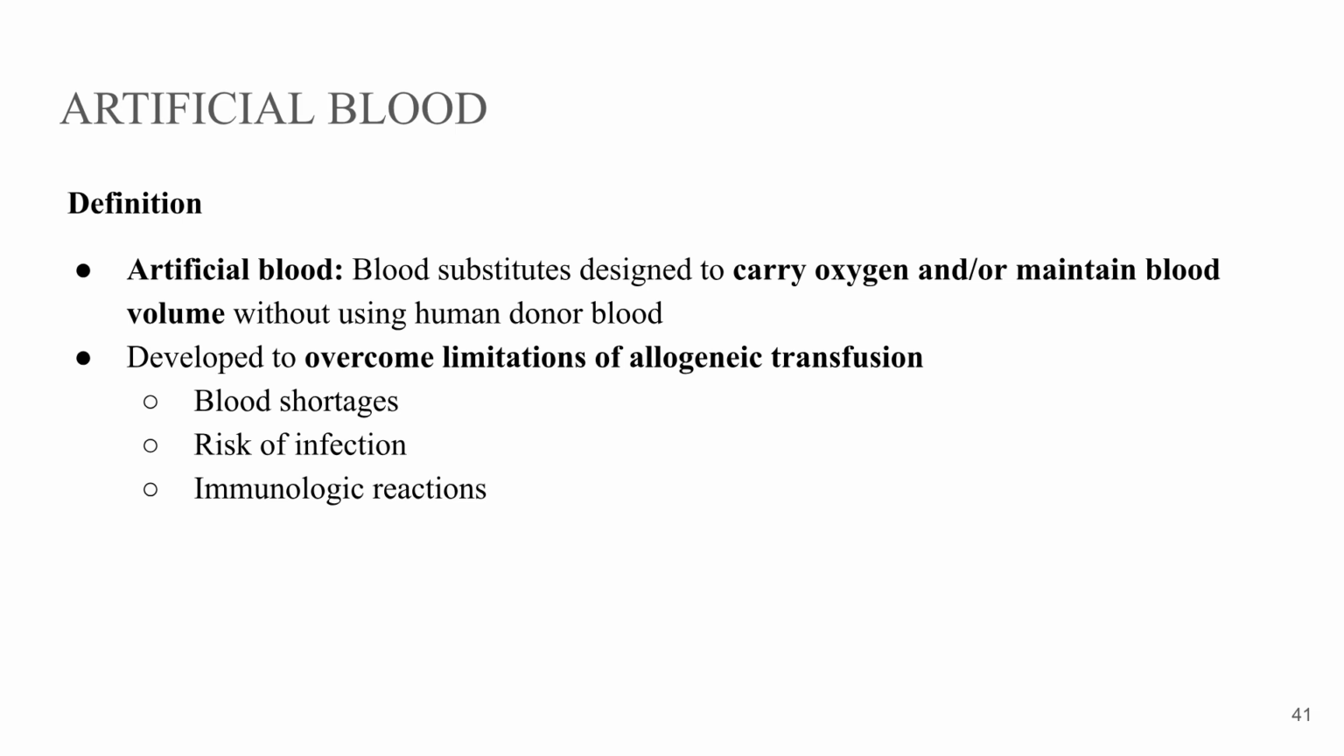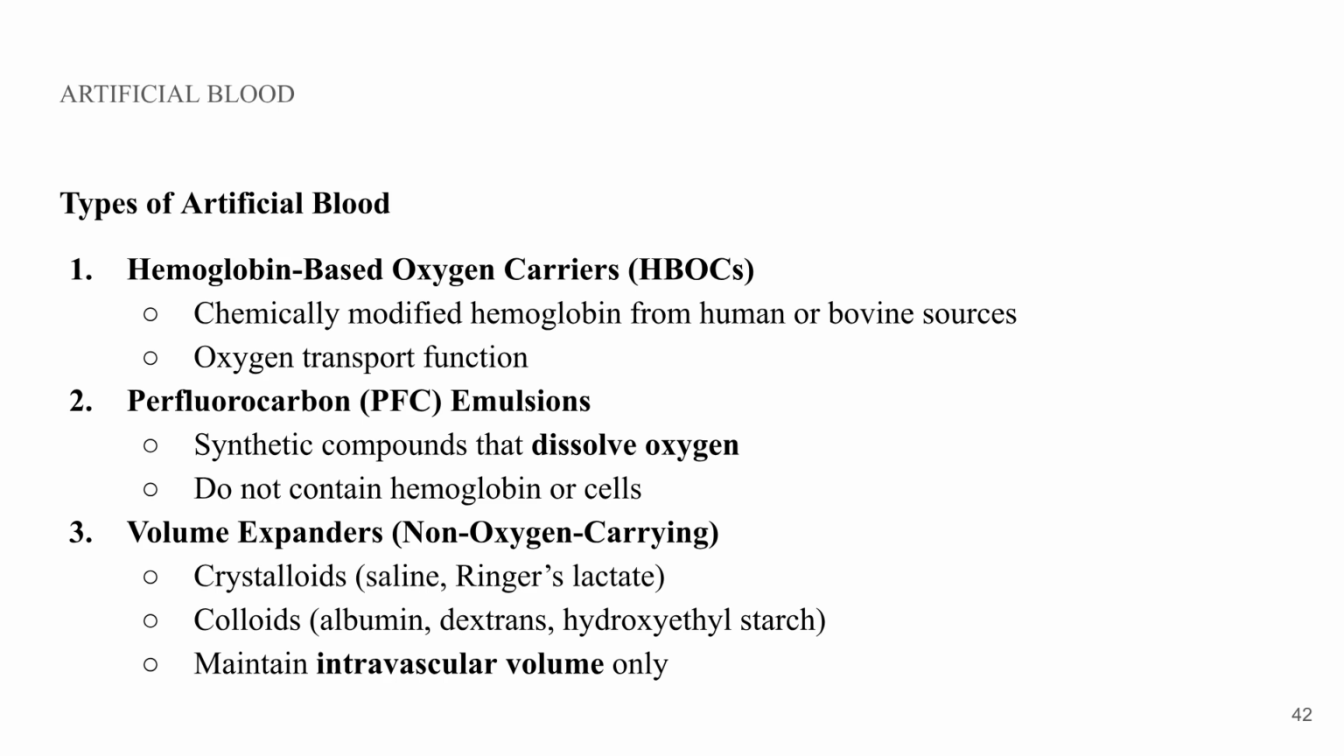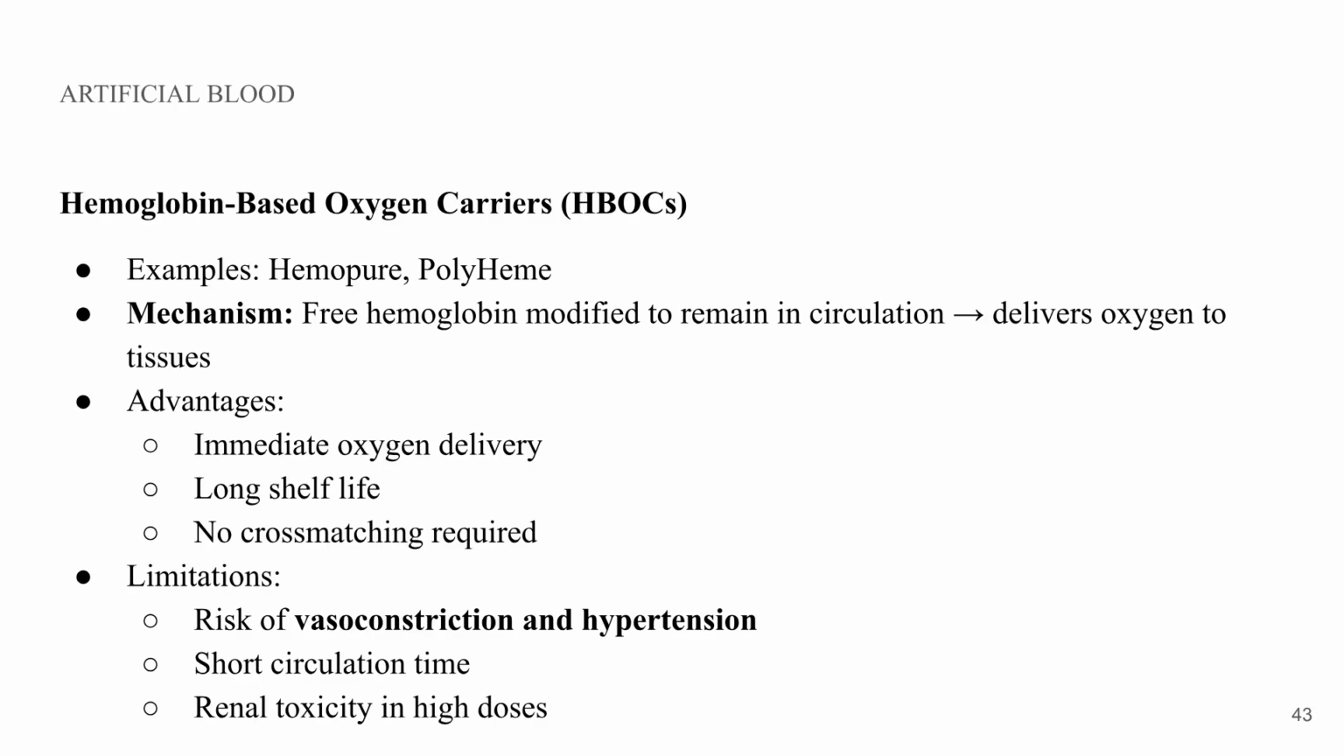Artificial blood substitutes are designed to carry oxygen or maintain blood volume without relying on human donor blood, aiming to overcome limitations like shortages and infection risks. Artificial blood includes hemoglobin-based oxygen carriers, or HBOCs, perfluorocarbon, or PFC, emulsions, and non-oxygen carrying volume expanders, such as crystalloids and colloids. HBOCs like Hemopure deliver immediate oxygen and do not require cross-matching.